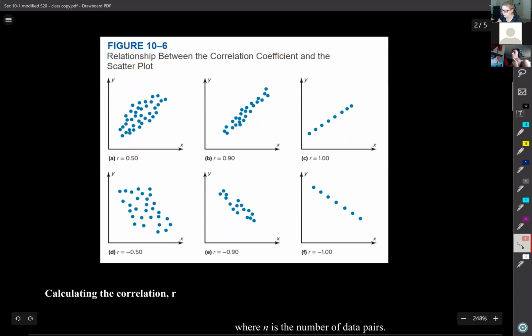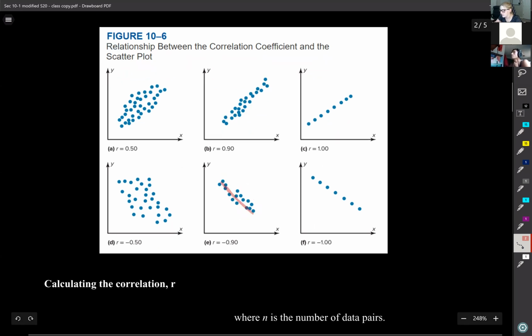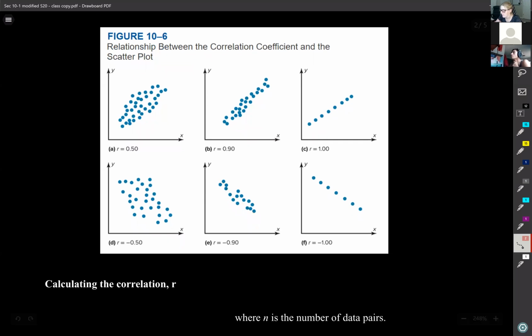Then you see the opposite here. This is negative 0.5, where it's a negative relationship because as one increases, the other decreases. But it's similar to example A, where they're not super strong, not super weak. Then we have E, which is negative 0.9, definitely a negative relationship because as X increases, Y decreases. More resembling the line here, not a perfect line, but it's a pretty good relationship, pretty strong. And then we have the perfect case where R is negative 1 and they are just in a line.